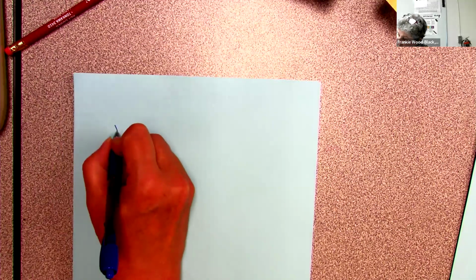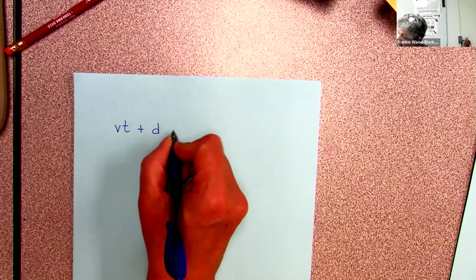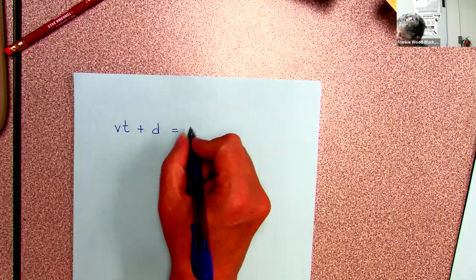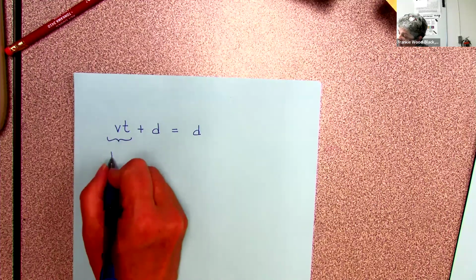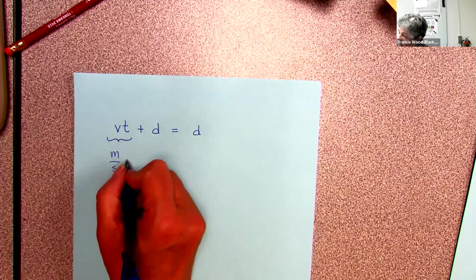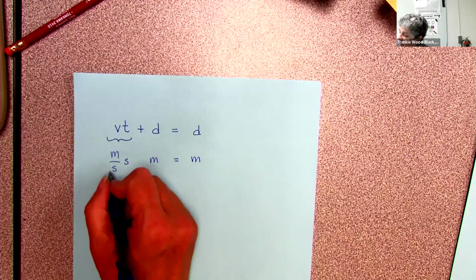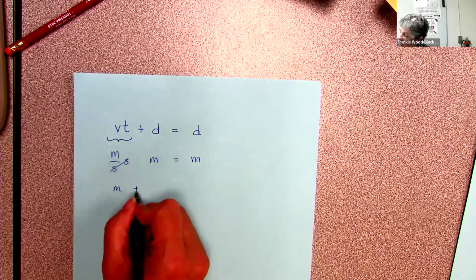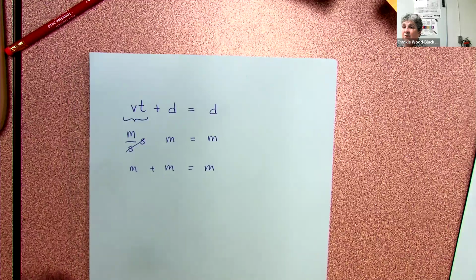So if I did a velocity times time plus a distance has to equal a distance, this is meters per second times seconds. This is in meters. This equals meters. Well, if I do that, I get meters plus meters equals meters. I can add those together because I can add apples to apples, but I can't add apples to oranges.